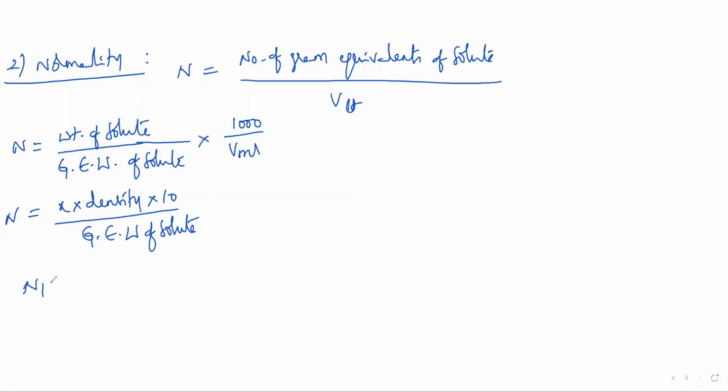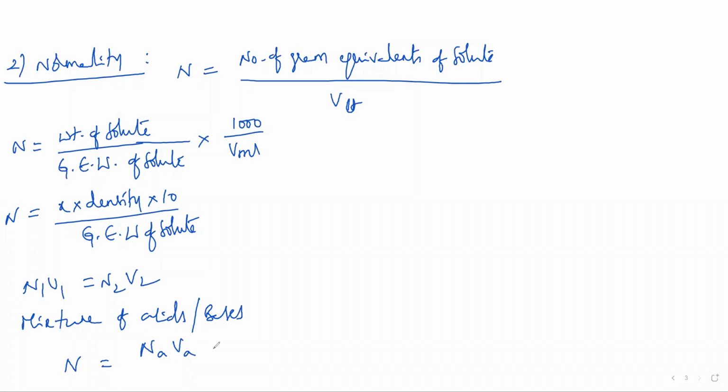Then similarly, law of neutralization, N1 V1 is equal to N2 V2, or if it is a mixture of acids and bases, then resultant normality is given by normality of acid into volume of acid minus normality of base into volume of base by volume of acid plus volume of base.